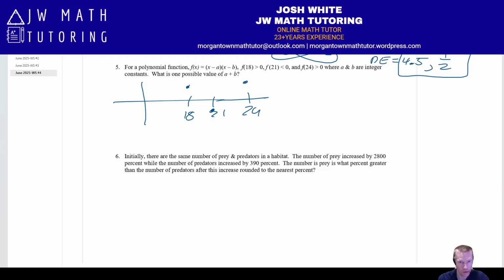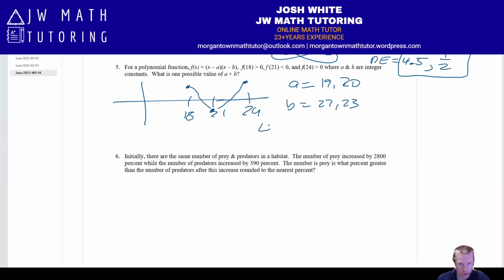So that tells you that it crosses somewhere between 18 and 21, and between 21 and 24. And specifically, the values have to be integers because that's given in the problem. So your possible values for A are either 19 or 20. Possible values for B are either 22 or 23. So to get the possible values for A plus B, you just add up all these combinations.